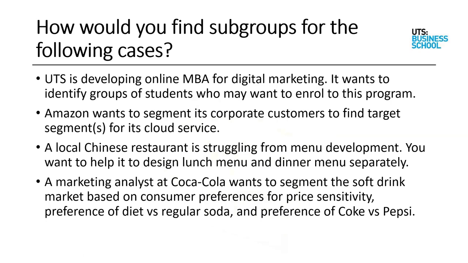So for example, UTS has to develop an online MBA program for its digital marketing students, and it wants to identify the group of students who may want to enroll in that program. So what are some of the criteria that UTS could possibly use to segment their market or identify their market for online MBA for digital marketing? Let me tell you, this is an exercise that was actually done by UTS because they started the Masters of Digital Marketing program.